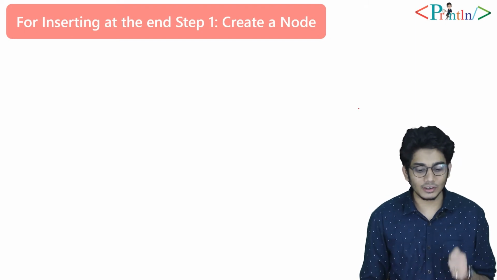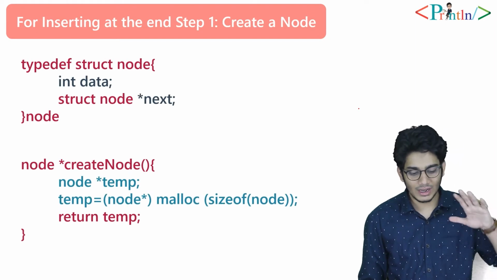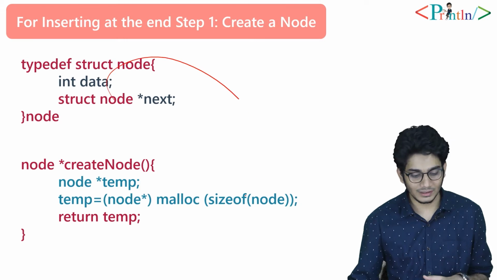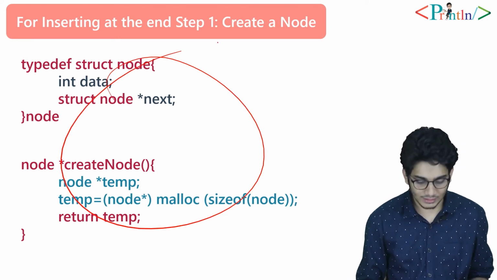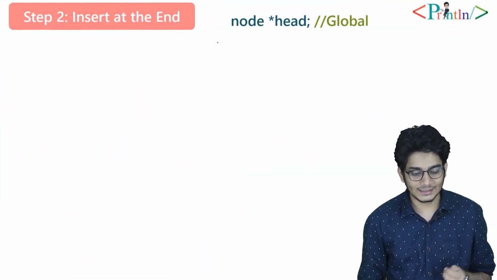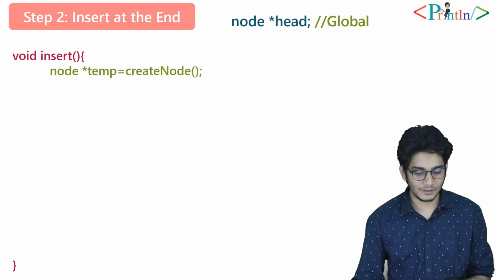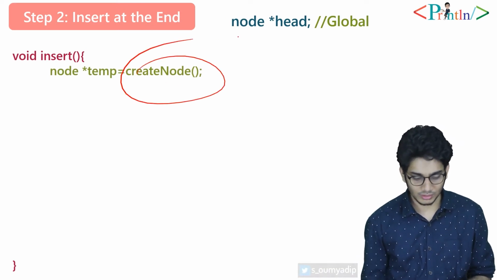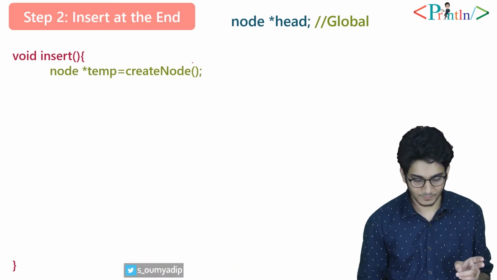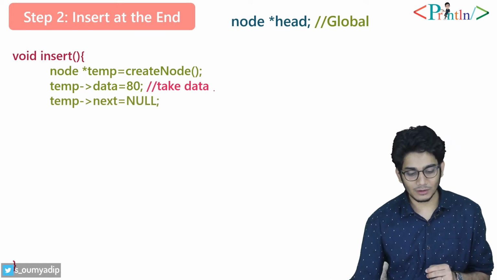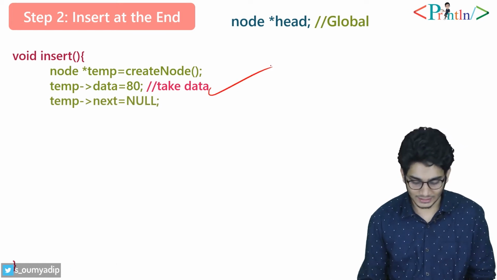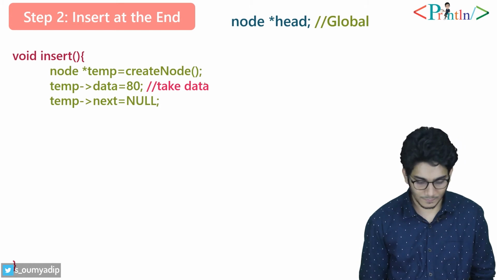So for inserting any node, at first we have to allocate the memory. I have discussed this many times. Then what is the second step? At first we have to create a node. So we'll call that create node function. Then we'll take the data from the user. In this case we have taken 80 and the next is null.